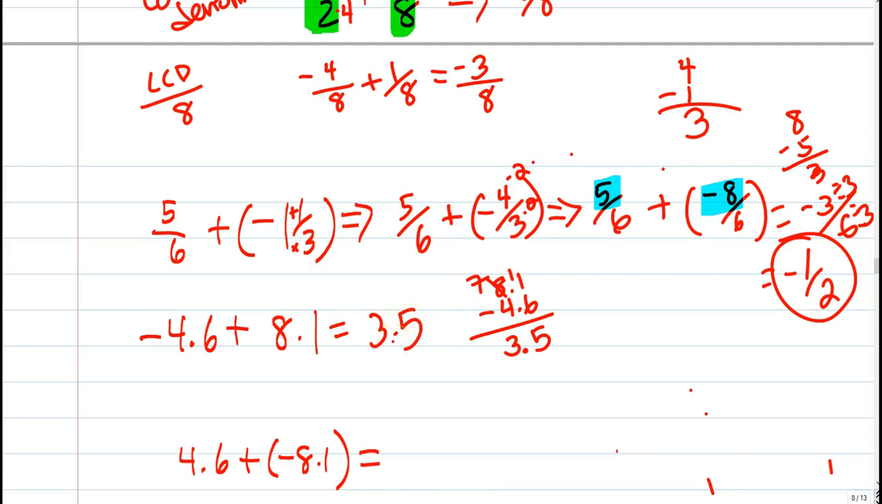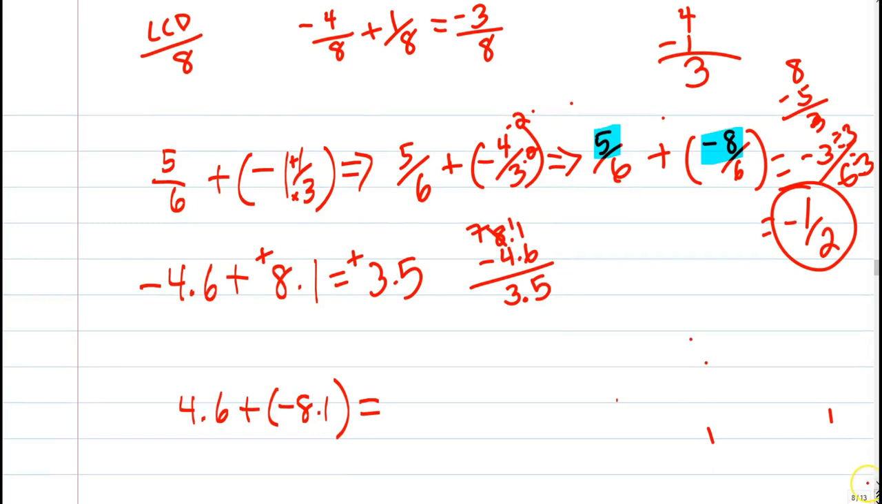Positive or negative? Which one was greater? We had more positive, makes that answer positive. What if I had just changed the signs on that question and had the 4.6 positive and the 8.1 negative? Well, they're still opposite signs, aren't they? So what does that mean? We would still subtract 8.1 minus 4.6. I would still have 3.5, but this time there were more negatives, so our answer would be negative 3.5.